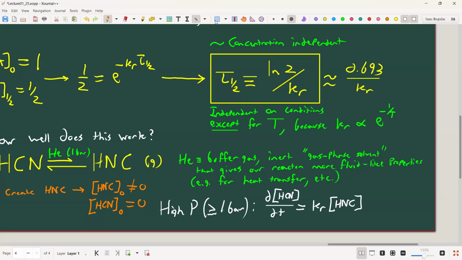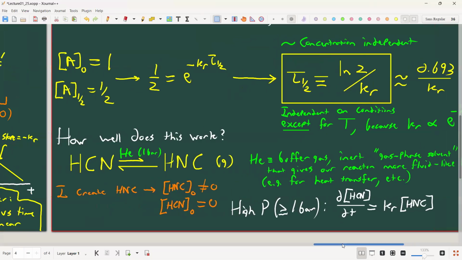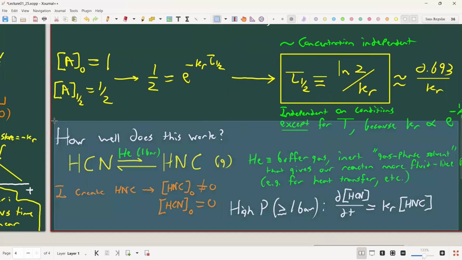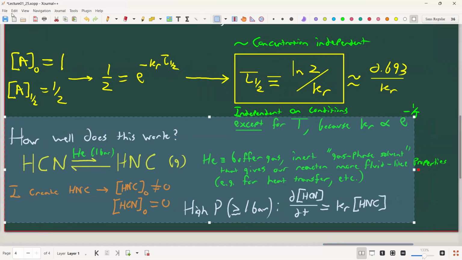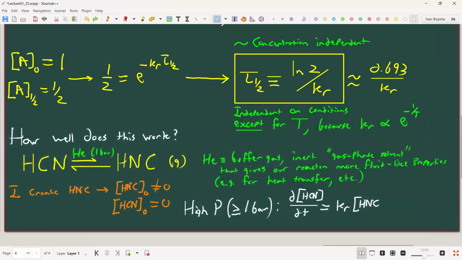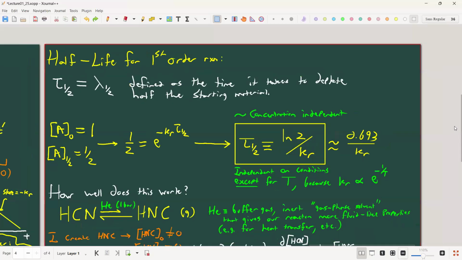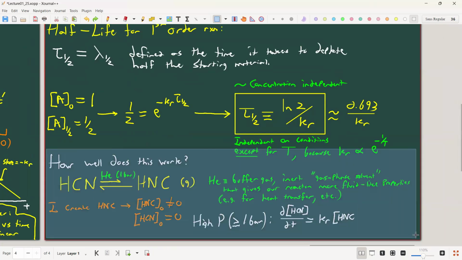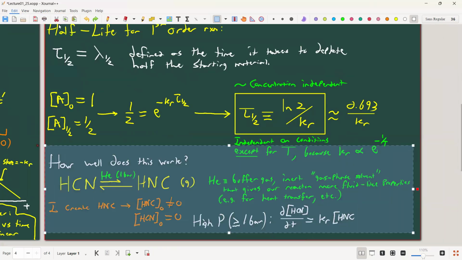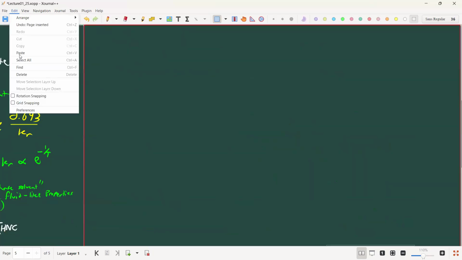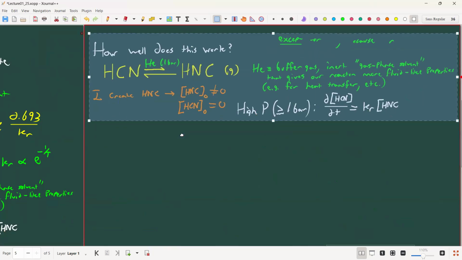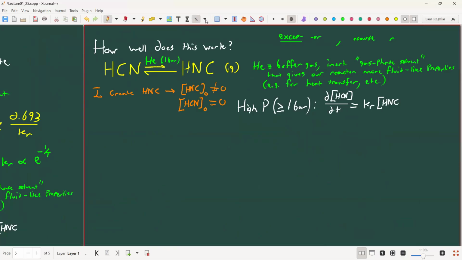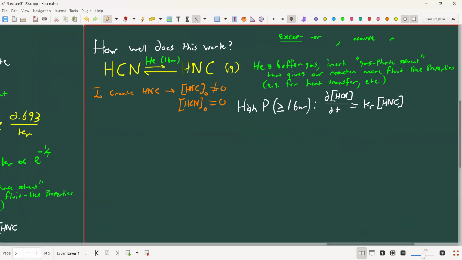I'm going to copy all this over to the next page so I have some room. So you don't have to do anything. Just let me zoom out a bit. Okay. Very simple. Exactly what you would expect.